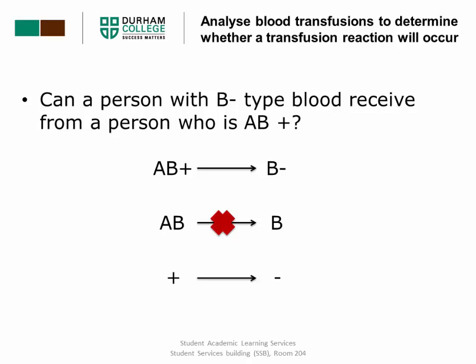Can positive blood be donated to an Rh negative blood? Again, the answer is no, because the Rh negative person does not have the Rh factor and will see that antigen on the surface of the donated red blood cells and an immune response will occur. Both of these cannot occur, and therefore the overall situation, AB positive, cannot be donated to B negative.